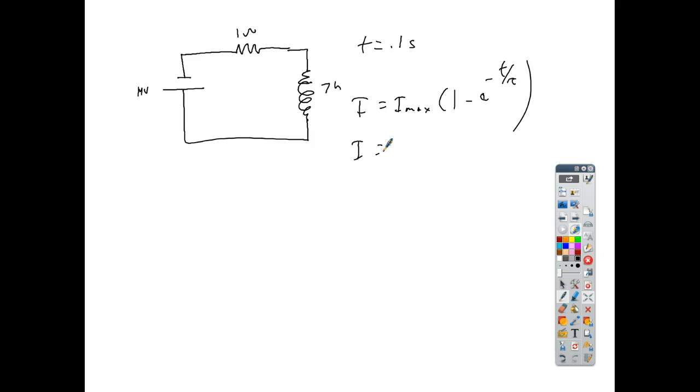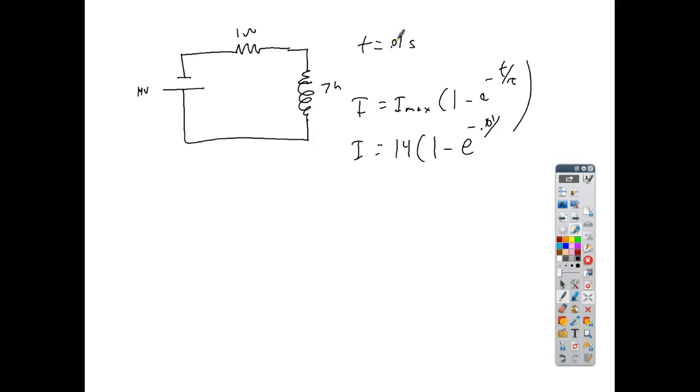When that happens, the inductor is doing a whole lot of nothing. Just running current through it, it acts like a wire. So in that case, what's my maximum current going to be? 14 amps. 1 minus e to the negative, we want to know at 0.01 seconds, so I'll put 0.01 up there.